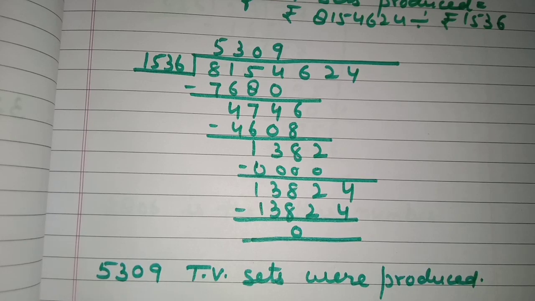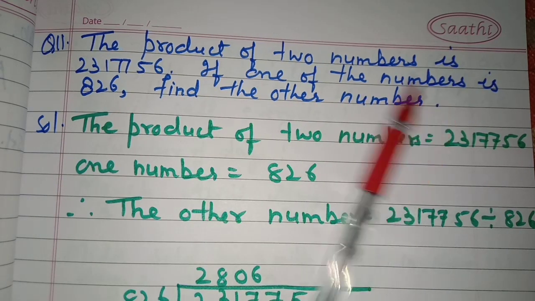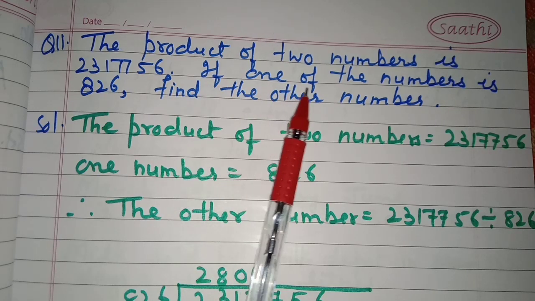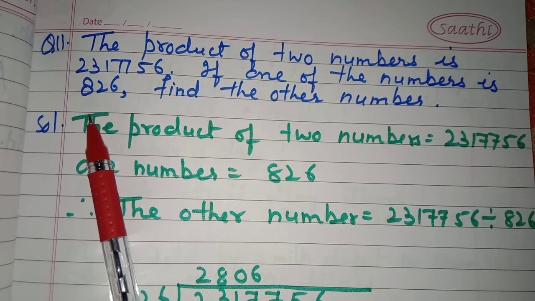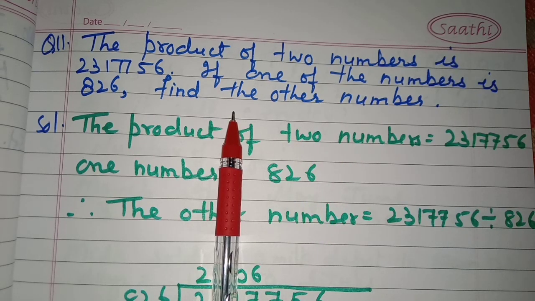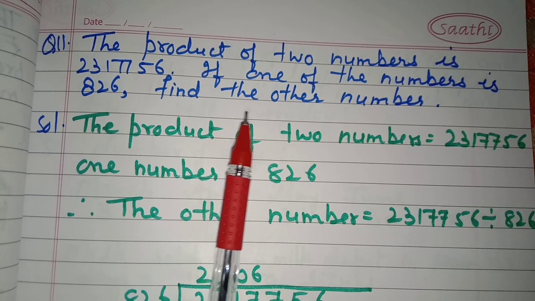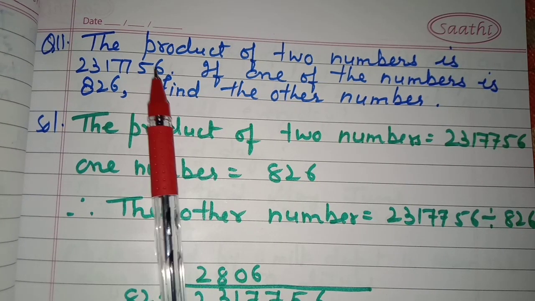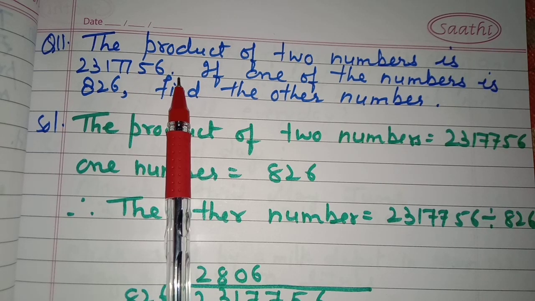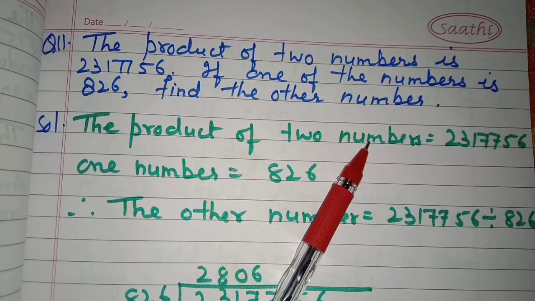5,309 TV sets were produced. Question number 11. The product of two numbers is 23,17,756. If one of the numbers is 826, find the other number. The product of two numbers means when we multiply two numbers, whatever we get is the product. So after multiplying two numbers, the product was 23,17,756 and one of the numbers is 826, and we need to find the other number.